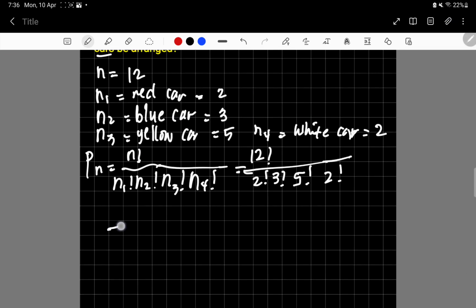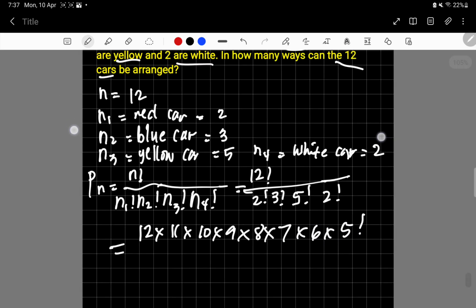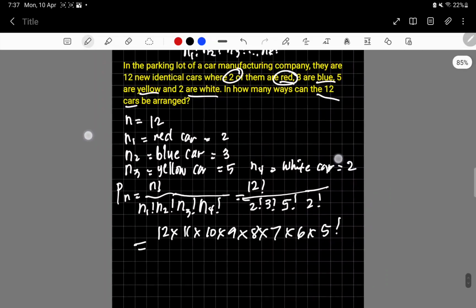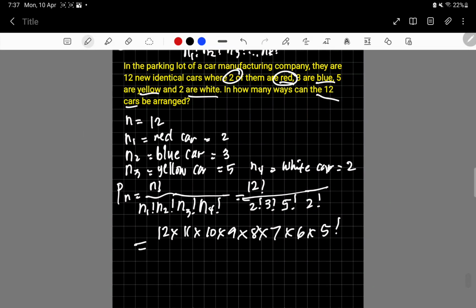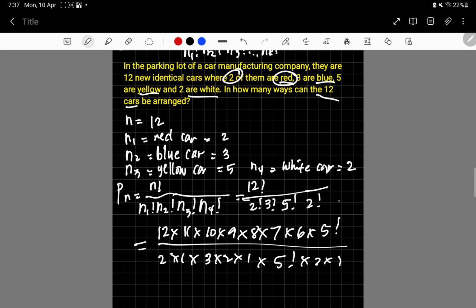So, simplify lang natin yung ating numerator. We have 12 factorial that can be simplified as 12 times 11 times 10 times 9 times 8, 7, 6, 5 factorial. We have to stop on 5 factorial since meron tayo sa denominator natin na 5 factorial na makakancel din naman. Okay, then expand lang natin yung ibang factorial notation natin dito. We have 2 times 1 times 3 times 2 times 1 times 5 factorial times 2 times 1. Or pwede nyo i-arrange to from highest to lowest itong denominator niya na to.